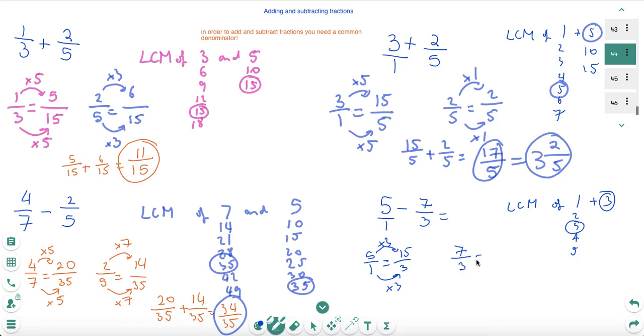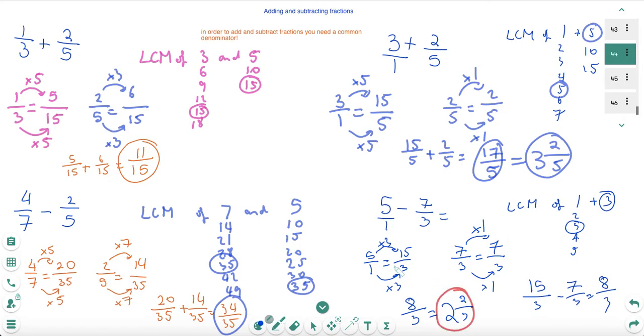7/3. Denominator is 3. 3 times what is 3 times 1? Well, times the top by 1. 7. So it'll be 15/3 minus 7/3, which is 8/3. And then 8/3 is improper, so we can turn it into a mixed number. How many 3s go into 8? 2. 3 times 2 is 6, which is a remainder of 2 from 8. And our denominator stays the same. All right. There we go.